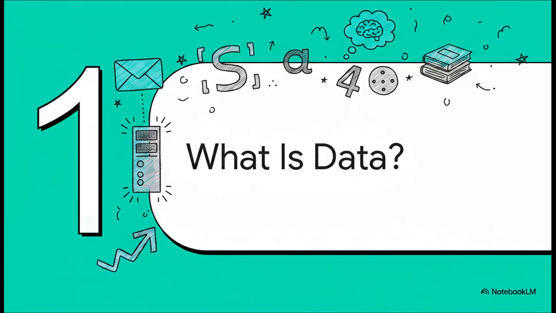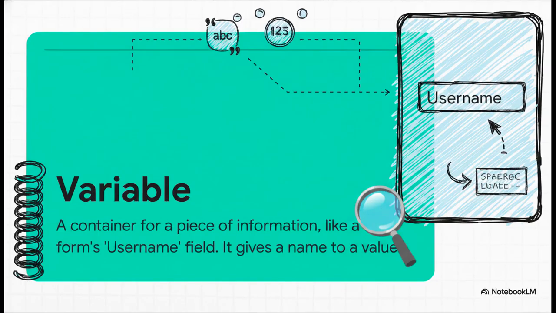So, to get how Gmail works its magic, we first need to talk about a super important concept: data. And honestly, don't let the word scare you. At the end of the day, data is really just information, and Python needs a way to hold on to it. The easiest way to think about this is to imagine filling out a form online. You see that little box labeled username? That's the variable. It's just a container, a label. And whatever name you actually type into that box, that's the value. It's that simple.